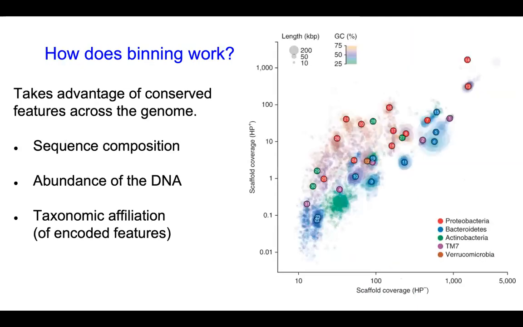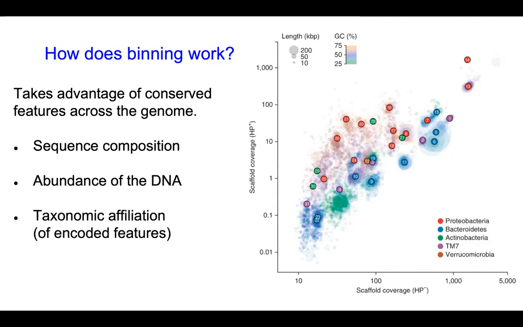So in a nutshell, how does it work? It's really a very simple process that can be implemented in many different ways. But in a nutshell, there isn't a whole lot of information in DNA. Well, obviously there's a lot of information in DNA, but there isn't a whole lot of information beyond what it codes for. So all we have to work with is the composition, which is a conserved feature across microbial genomes, the abundance of the DNA across several samples, and the taxonomic affiliation of the encoded features.